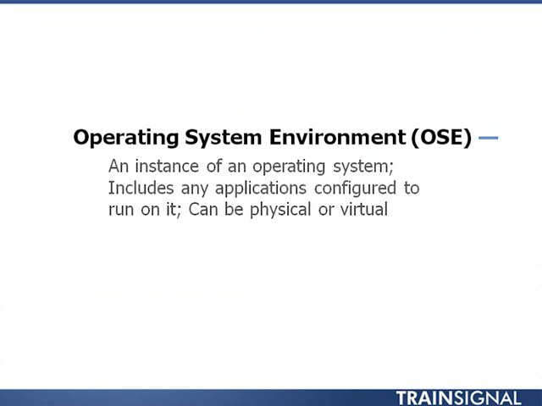When it comes to licensing, there's one very important piece of terminology that you should understand, and that's operating system environment. This is a Microsoft-specific term. An OSE is basically a single instance of an operating system, and this includes any applications configured to run on it. So basically, it's just the operating system that we're interested in. We're not really interested in necessarily all the applications, although those are wrapped up in the operating system environment. So basically, consider a physical server with Windows and all the applications to be an OSE. In fact, an OSE can be physical or it can be virtual.